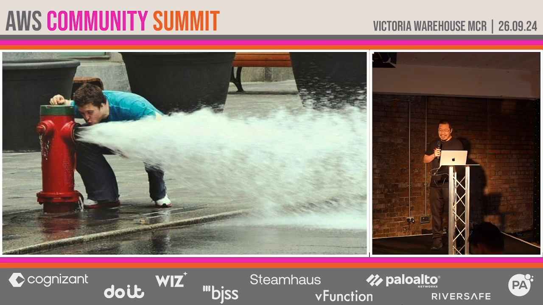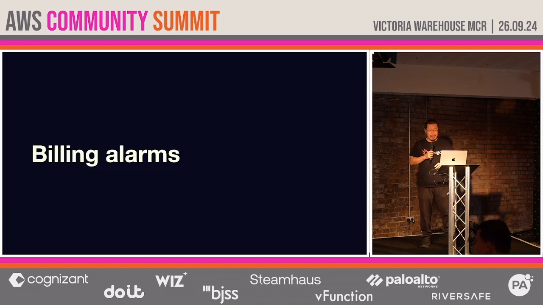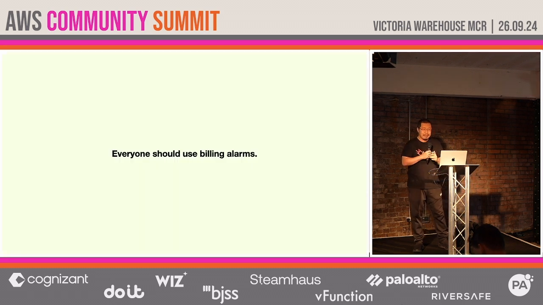We're going to start nice and easy with a very basic one, which is billing alarms. A very common mistake that newcomers to AWS make is not setting up billing alarms as the first thing they do, which you absolutely should. Everybody, it doesn't matter what level you are in terms of using AWS, should use billing alarms.